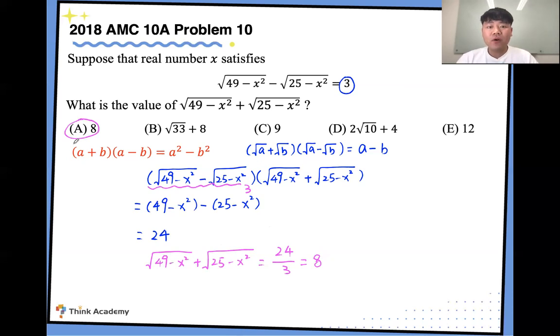So for this problem, we learned that we can make use of the radical conjugate and also the difference of squares. Then we can simplify the calculation.